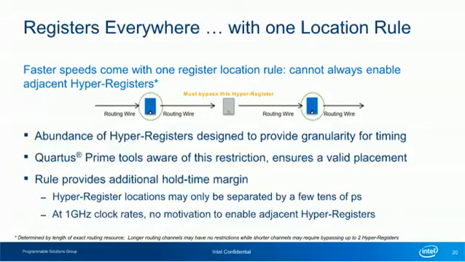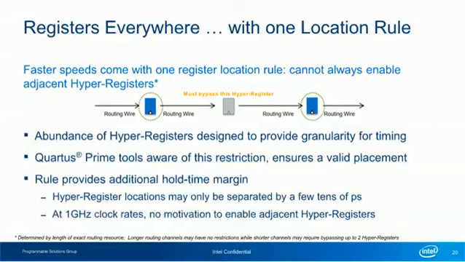And since the Quartus 2 compiler is aware of this location placement restriction, it will ensure adjacent hyperregisters are never enabled. So if you are a user, you don't have to worry about this rule at all. It's taken care of for you. The location rule ensures that hold time margins are met between hyperregisters.